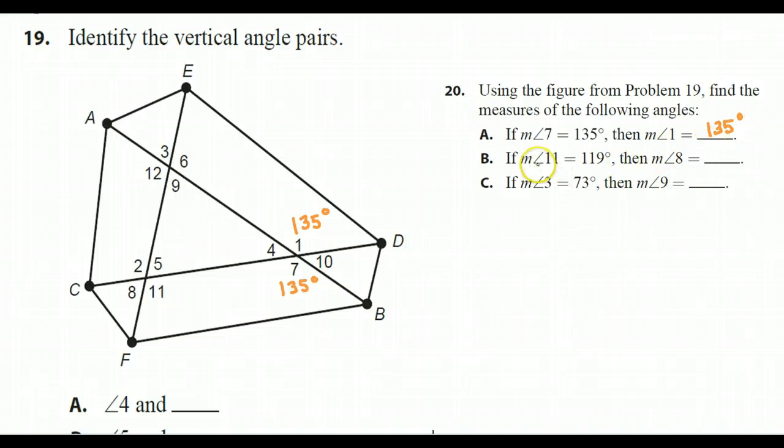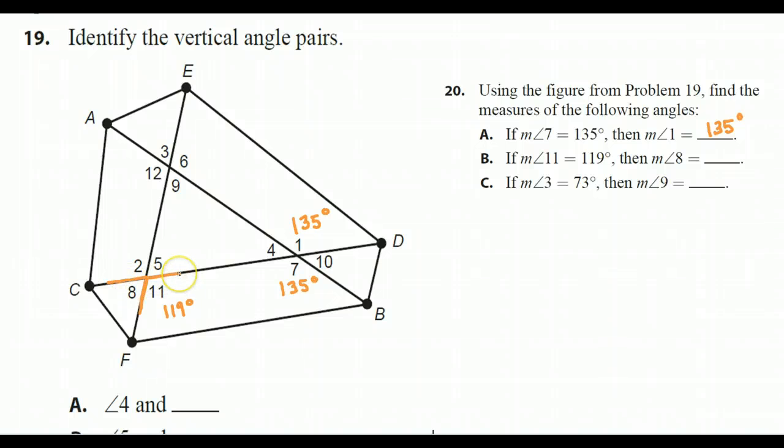Okay, part B. We know that the measure of angle 11 is 119 degrees, and we're looking for the measure of angle 8. So let's mark that on our picture. We know this angle right here is 119 degrees, which is this angle. We're looking for angle 8, so I'm going to highlight angle 8 as well. If you look at angle 8 and angle 11, they share this side right here. And the two sides that they don't share make a straight line.